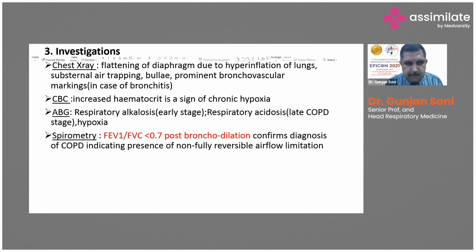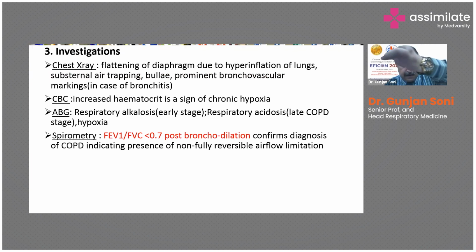Prominent bronchovascular markings will be present. There may be an increased hematocrit in cases of chronic hypoxia. If the patient is admitted with you in the ICU, in the early stage you may have respiratory alkalosis, and in severe cases, when you need invasive mechanical ventilation, the patient may go into respiratory acidosis.